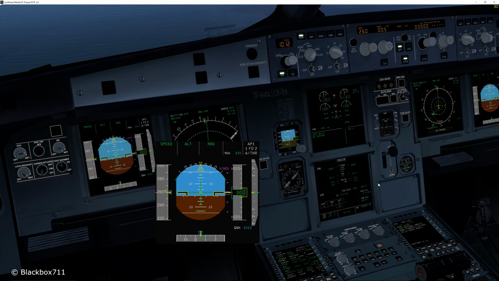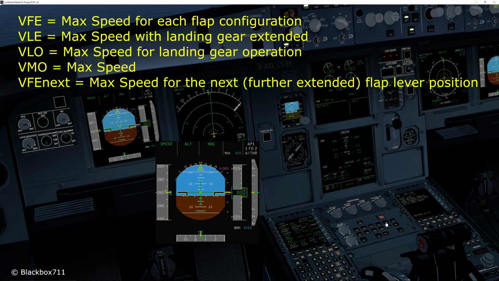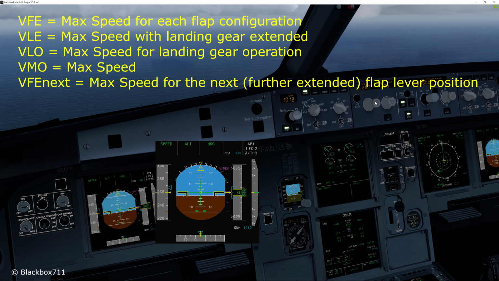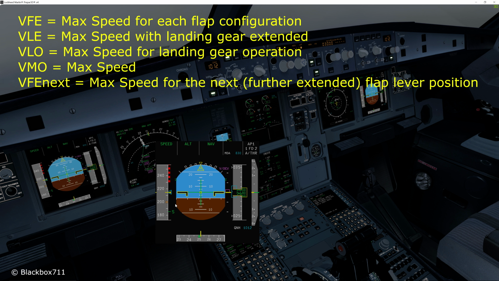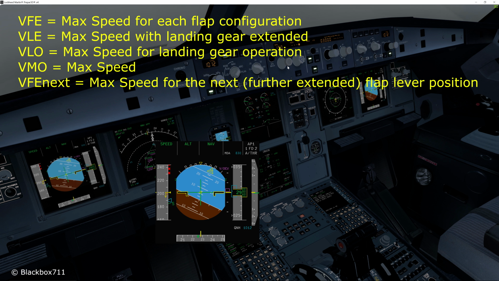Now these speeds go hand in hand with the next category of speeds called the limit speeds, and here as well VFE, VLE, VLO, VMO, and VFE next are all limit speeds that are symbolized on the primary flight display speed scale. And by the way, the VFE next symbol are the two amber strips, and those represent the maximum speed for the next further extended flap lever position.